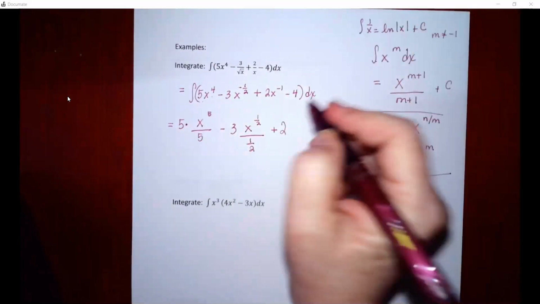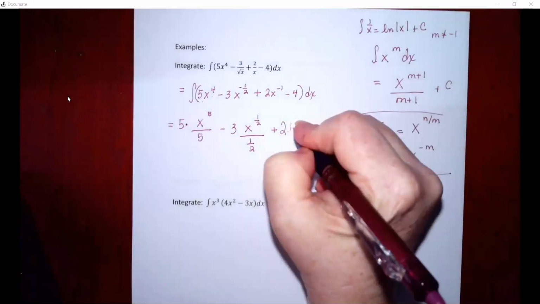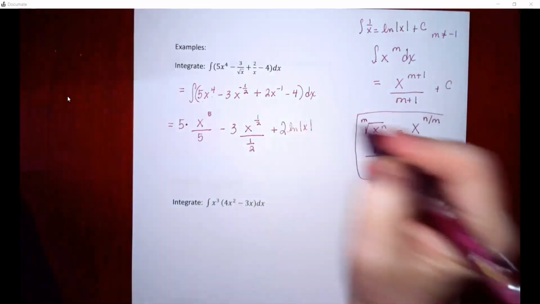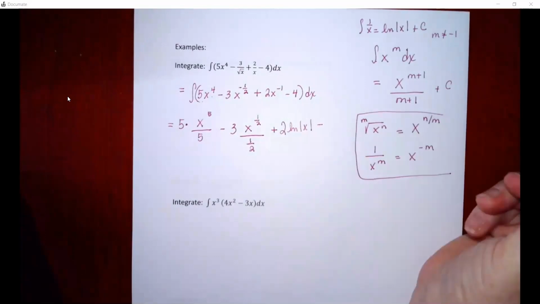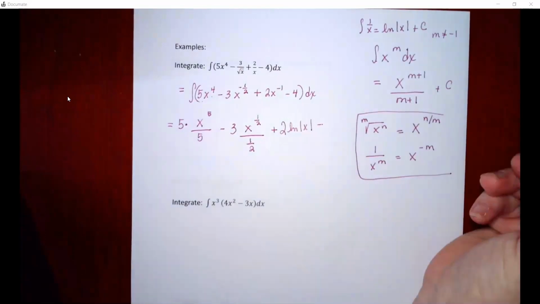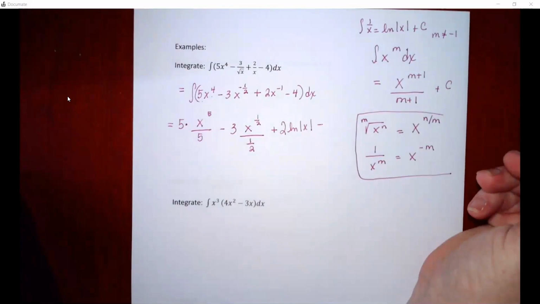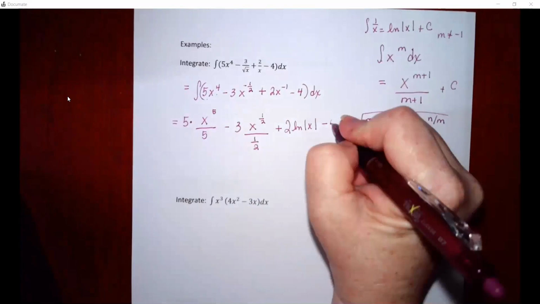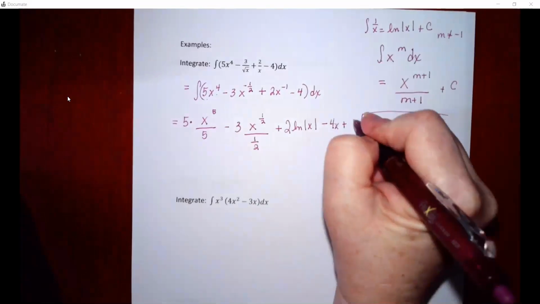So we would have 2 times the natural log of absolute x minus, what's the integral of just a constant dx? Or specifically in this case, minus 4 dx. It'll be 4x. Perfect. So that would be a 4x plus c.